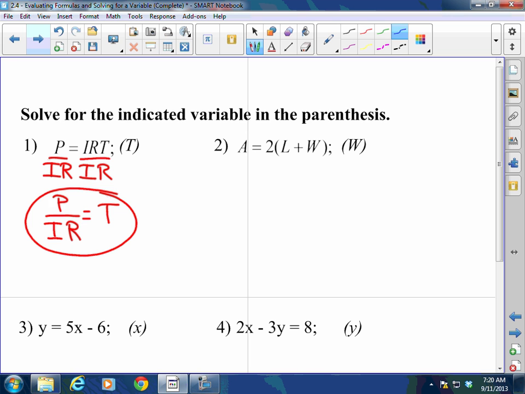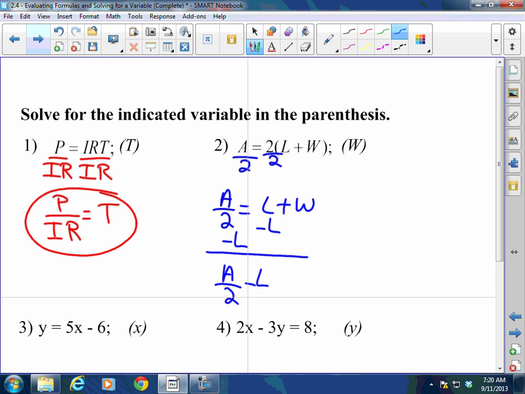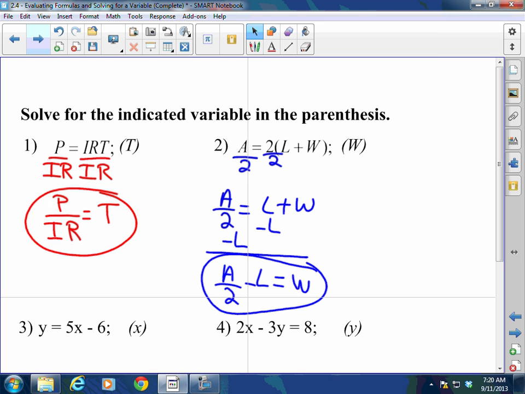I know that 2 has to be distributed to these guys, okay? However, if I get rid of that 2, I already free the prisoners inside of the parentheses. So why don't I go ahead and just divide 2 to both sides, and I have A over 2 equals now L plus W. They have been released from prison, and I'm solving for W, so I subtract L to both sides, and guess what? It's already nice and simplified. A over 2 minus L equals W, and you are golden. Okay? Hopefully that makes sense.